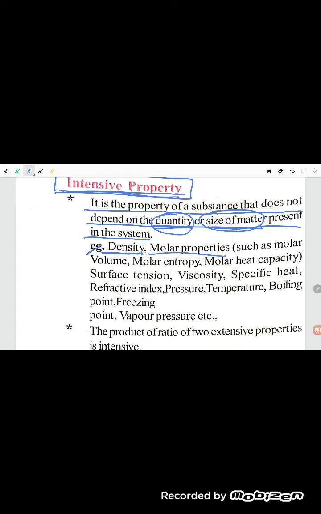Molar properties, such as molar volume, molar entropy, molar heat capacity, surface tension, viscosity, specific heat, refractive index, pressure, temperature, boiling point, freezing point, vapor pressure. These all are intensive properties, students. Why are they intensive properties? Because they do not depend on the quantity or the size of the matter.